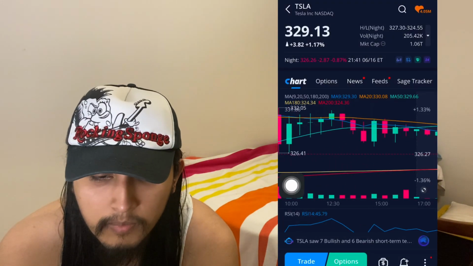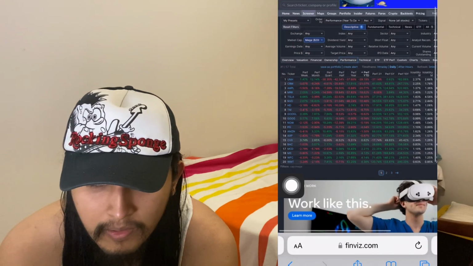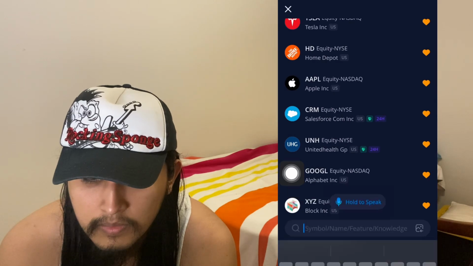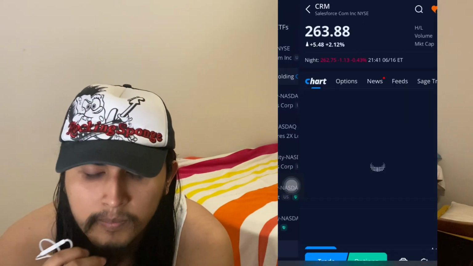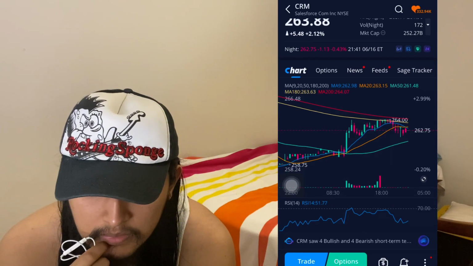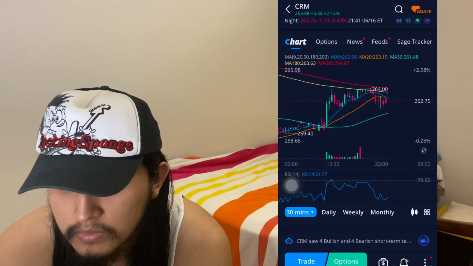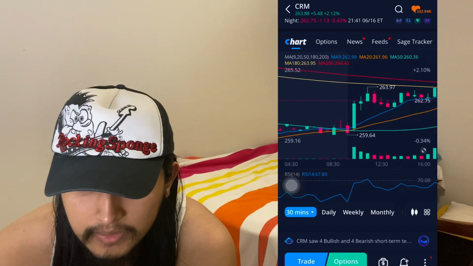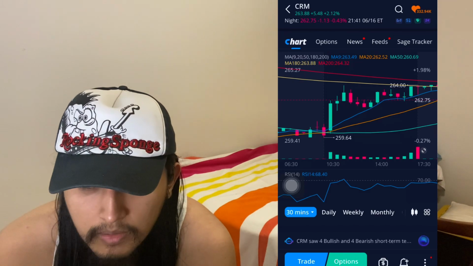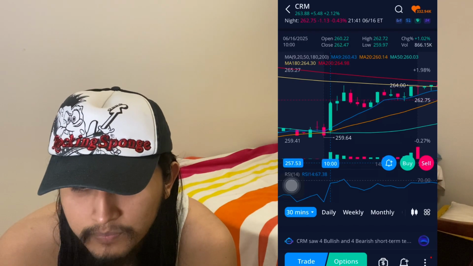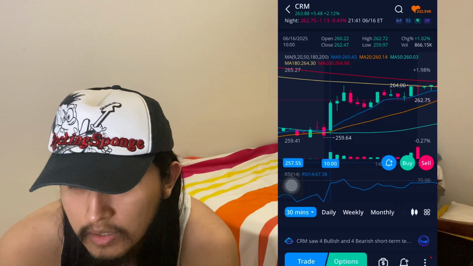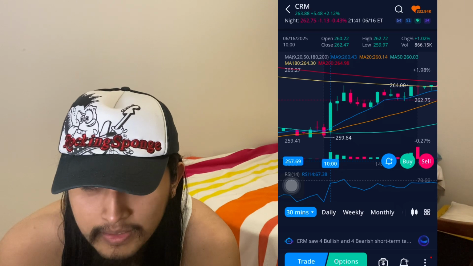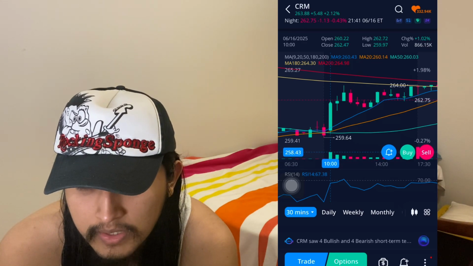So let's look at an example, CRM. Looking at CRM on the 30-minute time chart, you could see that once CRM regained itself on that 20-day moving average, you could have gotten into a small call position of CRM once it regained itself on that 20-day moving average.